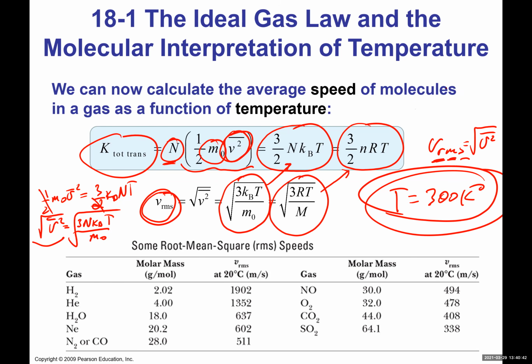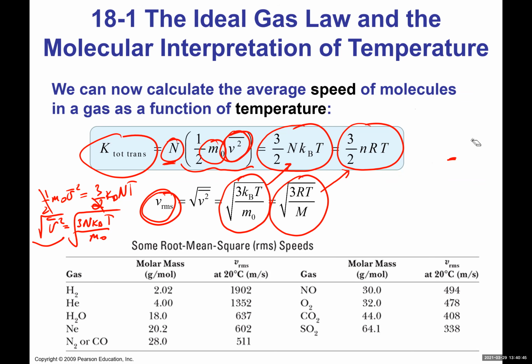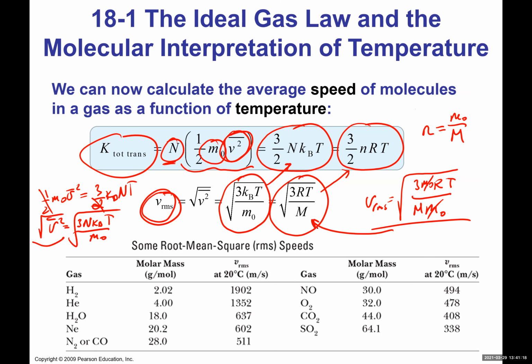Let me show you here. Remember, it ended up being like this: V_RMS equals the square root of 3RT over the mass, but the number of moles is mass over molar mass. So I can technically have either this equation, or if I replace the mass with total mass over molar mass, this total mass cancels out.